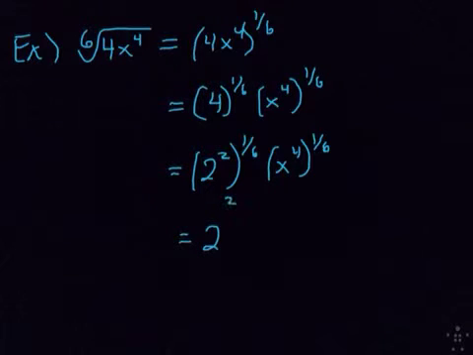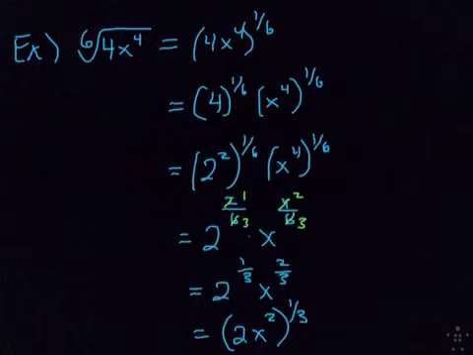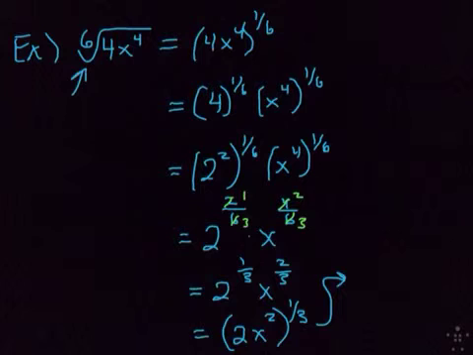So I'll show all the work here. Raising an exponent to an exponent, you multiply. Now I'll simplify. So I get 2 to the 1/3 times x to the 2/3. And because they have the same denominator, I could do the reverse of the product of powers property, and I could siphon out that denominator. So I could raise it all to the 1/3 power.